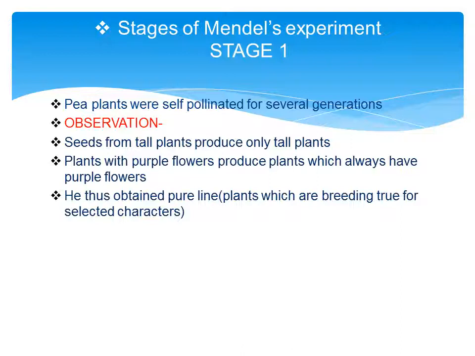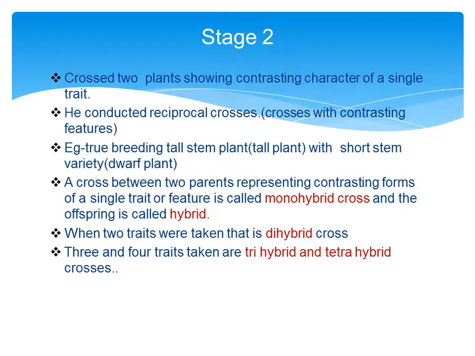Now we will move to stage 2. Here he crossed 2 plants having different contrasting expressions of a single trait. He conducted reciprocal crosses also. Reciprocal cross means crossing with contrasting features. For example, a true breeding tall stem plant was crossed with a short stem variety, or a dwarf plant. So a tall stem plant was crossed with a dwarf plant.